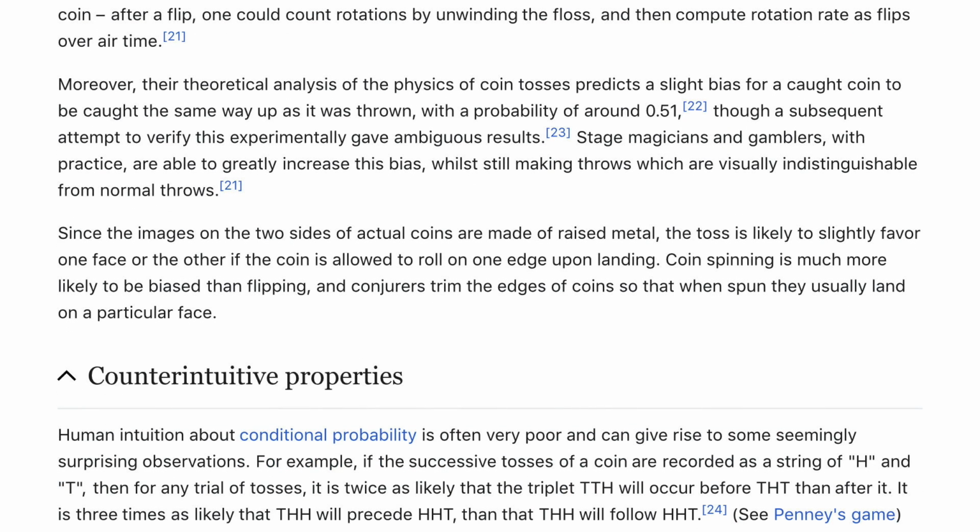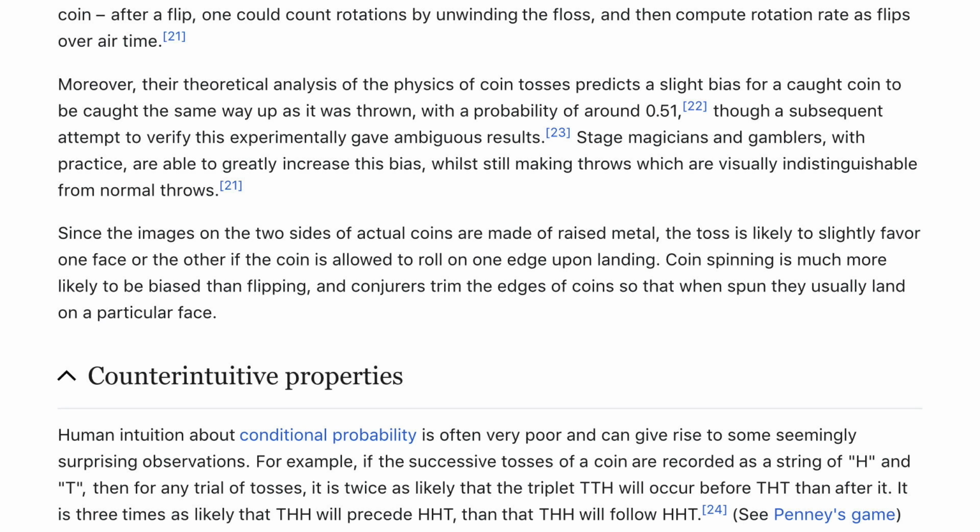Moreover, their theoretical analysis of the physics of coin tosses predicts a slight bias for a caught coin to be caught the same way up as it was thrown, with a probability of around 0.51, although a subsequent attempt to verify this experimentally gave ambiguous results. Stage musicians and gamblers, with practice, are able to greatly increase this bias, whilst still making throws which are visually indistinguishable from normal throws. Such images on the 2 sides of actual coins are made of raised metal.